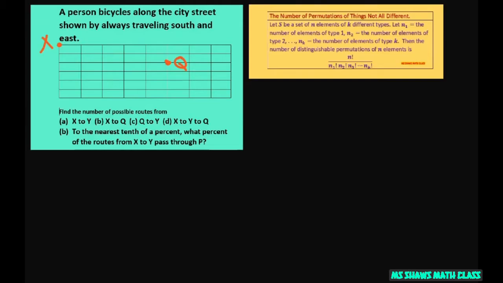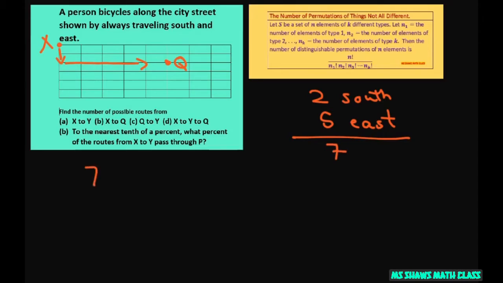We're going to go 2 south and 5 east. That's a total of 7. So you're going to use 7 factorial divided by 2 factorial times 5 factorial. That equals 21 routes.